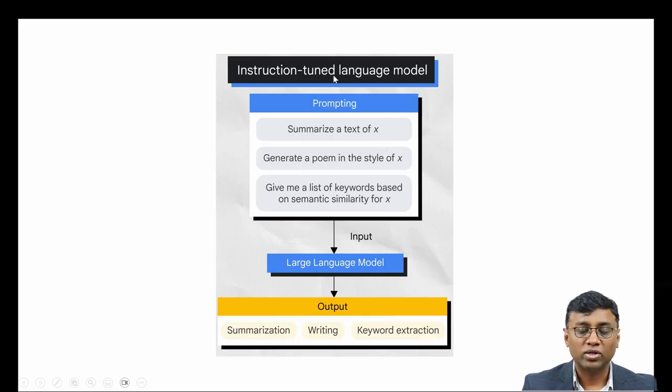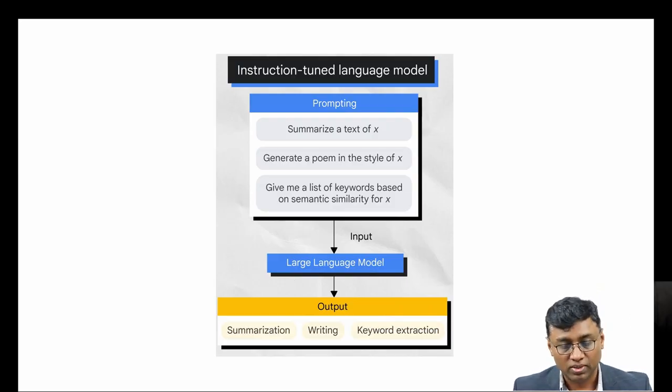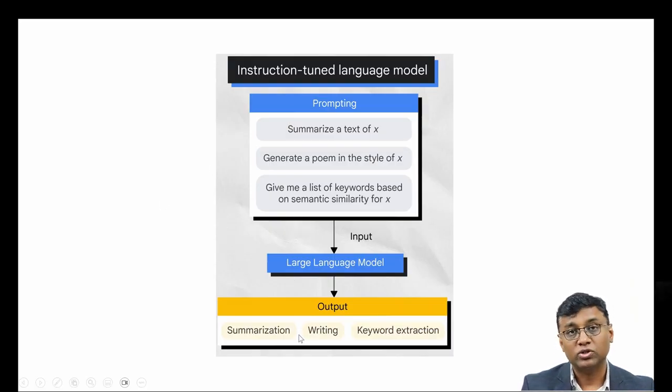The example for the instruction tuned language model is the prompting, as I said. For example, I summarize a text: I give a paragraph, or a Word document, I give anything, and then generate a poem in the style of X. I say that this is the style I want, create a poem. Give me a list of keywords based on semantic similarity. So that's the input given to the large language models. Now the output is either summarization, writing, or keyword extraction.